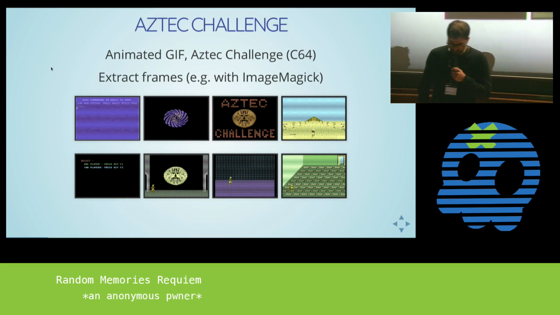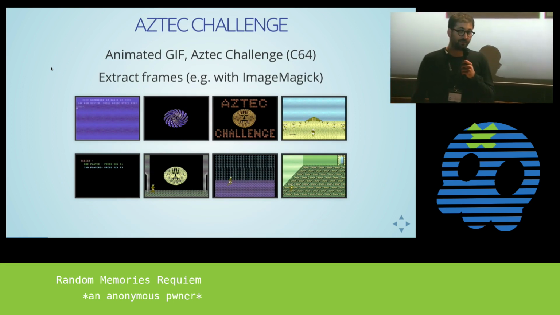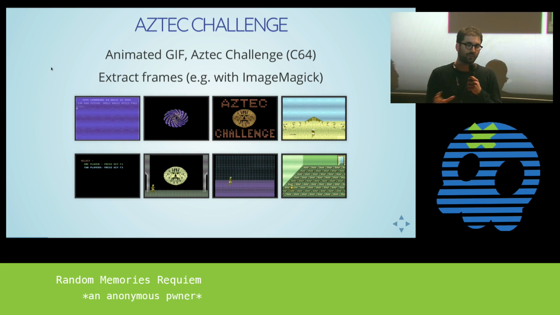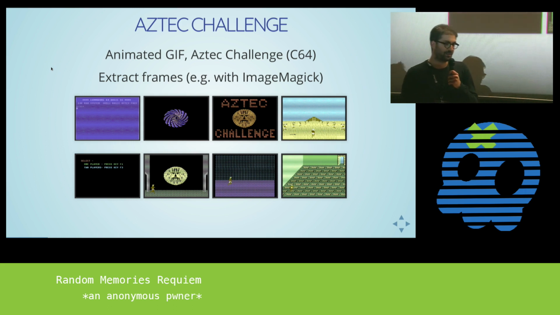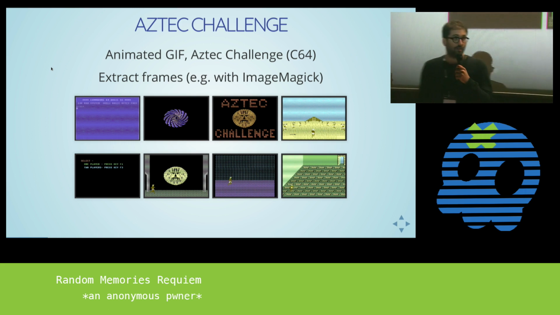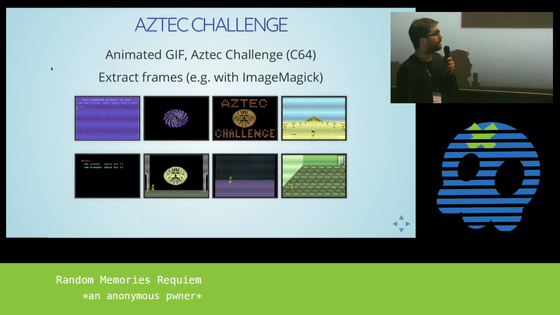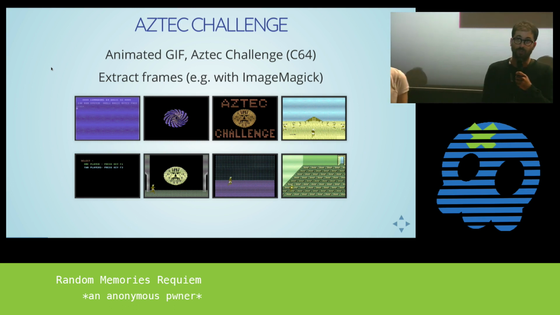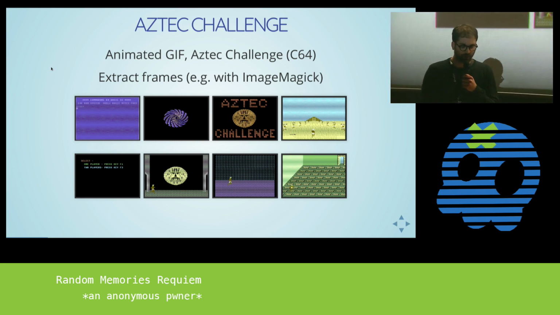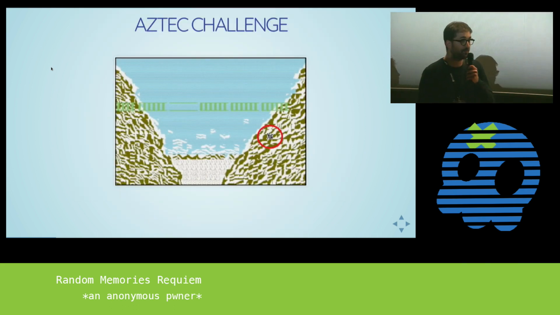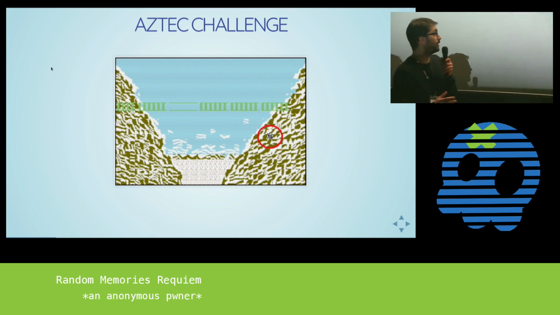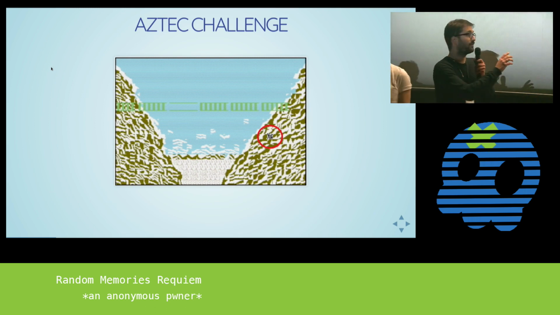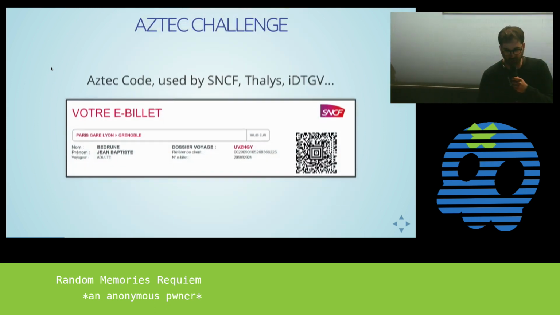So it was an animated GIF from pictures taken from the old AZTEC challenge game. And what you had to do is to extract frames from the animated GIF, for example, with ImageMagick. Actually, it was simpler with ImageMagick for a certain reason, but it's fine. And one of them is peculiar. There's some kind of QR code inside. So if I zoom on it, it's not a QR code, it's an AZTEC code.